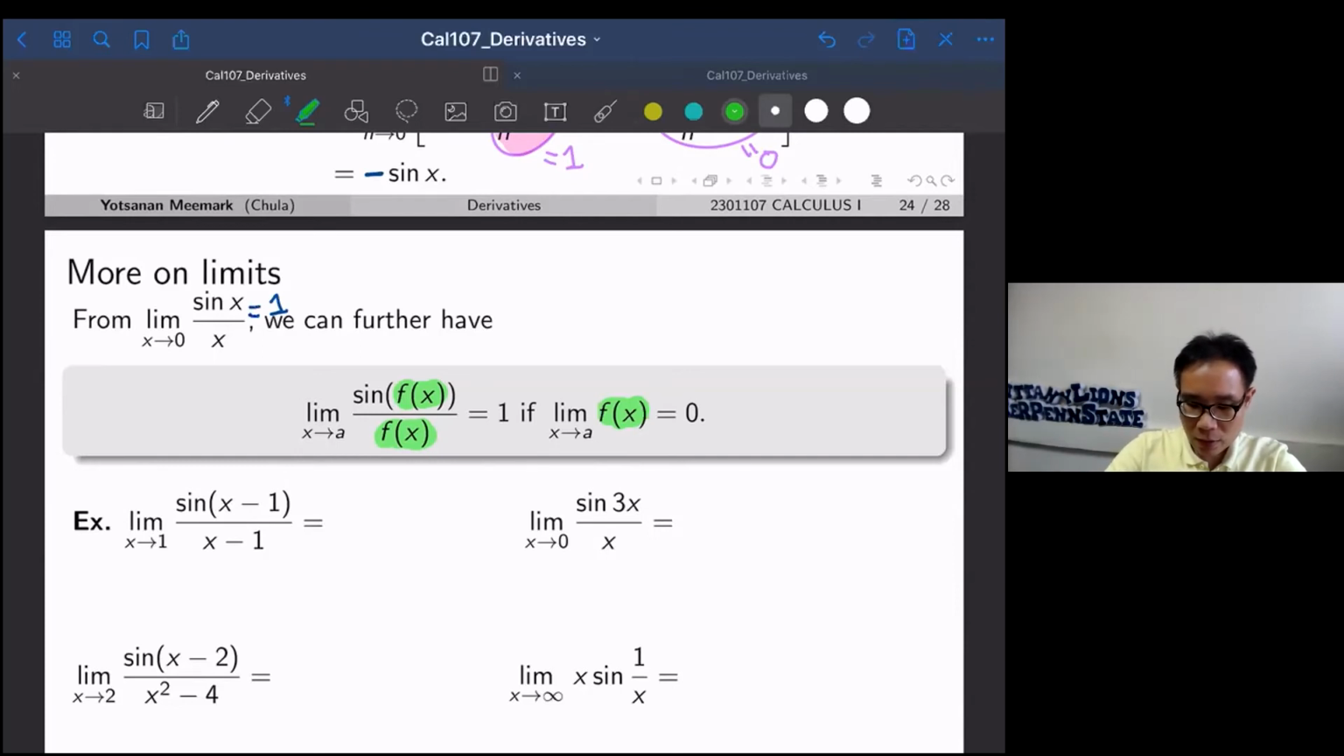Let's take a look. So you see this one is quite simple. You have sine of (x minus 1) over (x minus 1), and this is the same term. So this is your f(x) automatically. So it's going to turn out to be 1 without any calculation. Or you may say it's because the limit as x goes to 1 of x minus 1 equals 0.